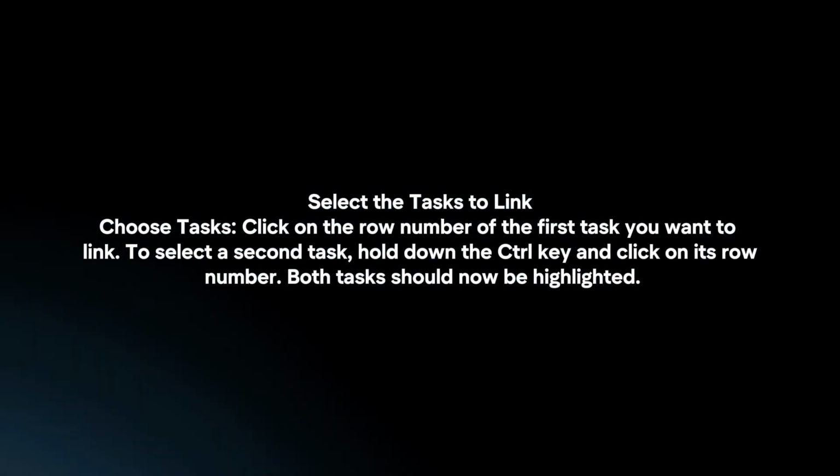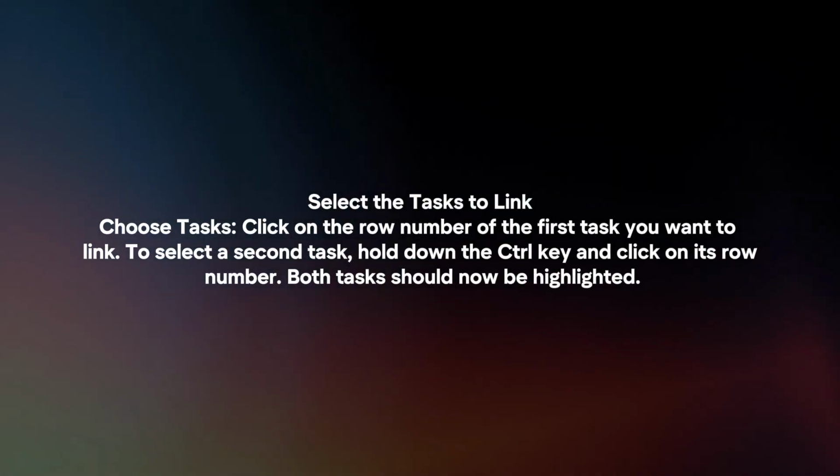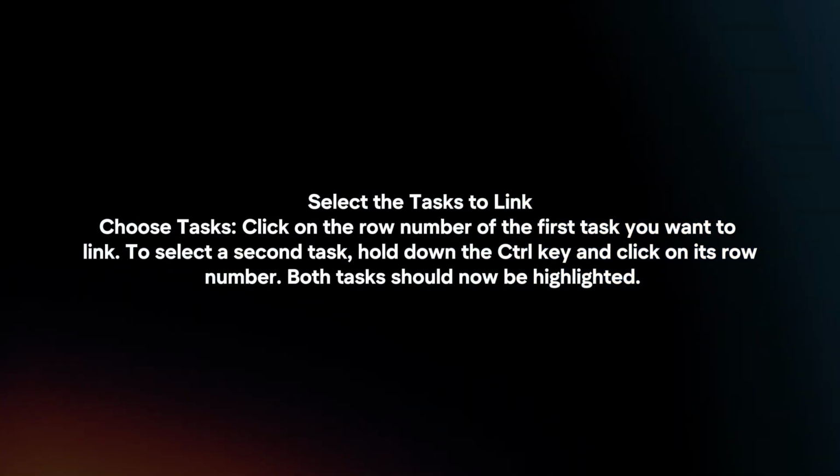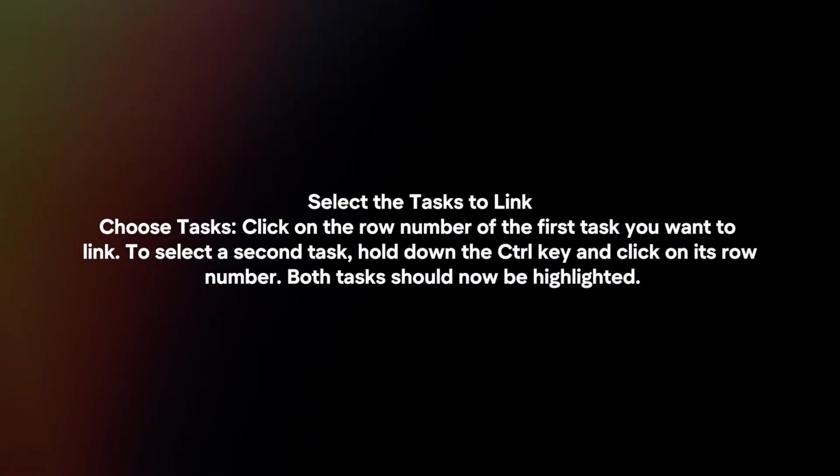Choose tasks. Click on the row number of the first task you want to link. To select the second task, hold down the Control key and click on its row number. Both tasks should now be highlighted.